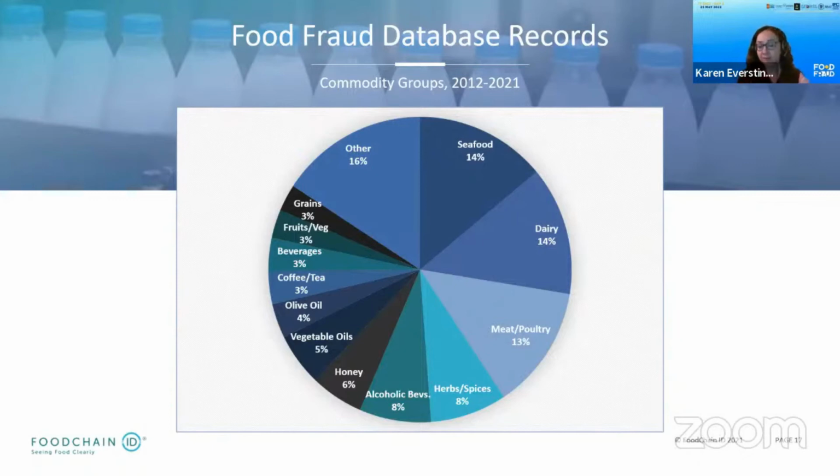And I do want to mention honey, because honey is shown here at 6% of records over the past 10 years. But this is really kind of a single product. So I think it's notable that the percentage is that high. Seafood, there are so many seafood species and so many products. Dairy gets turned into so many products, but honey is kind of a very singular thing. So I do think it's notable that the percentage for honey is so high.